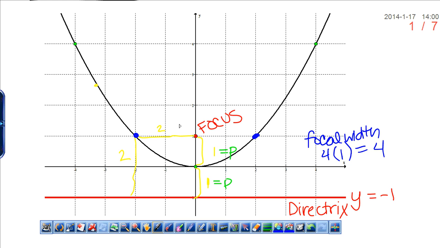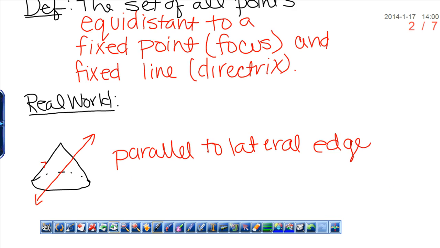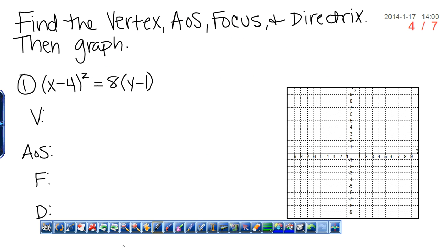Okay? As with all the other conic sections, this is going to make more sense when we actually do it. So let's try it. Okay? So, look at example 1. For each parabola, we're going to find the vertex, axis of symmetry, focus, directrix, and then we're going to graph.